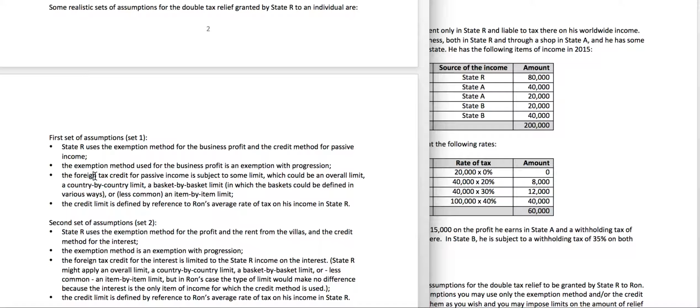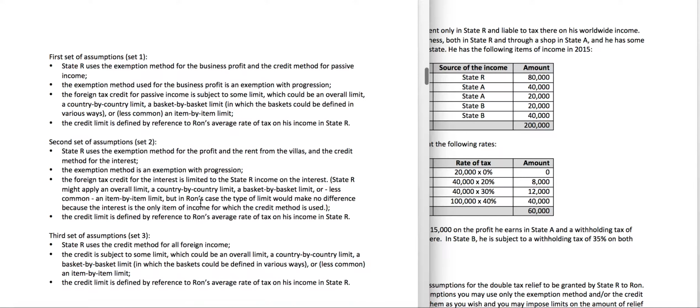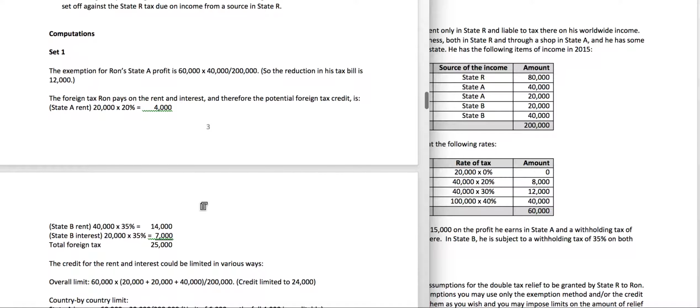The foreign tax credit for passive income is subject to some limit, which could be an overall limit, a country by country limit, a basket by basket limit, in which the baskets are defined in various ways, or, less common, item by item. Okay, so they basically just gave you a couple of examples right there. The credit limit is defined by reference to Ron's average rate of tax in state R. So those are the assumptions, but let's go down to computations.